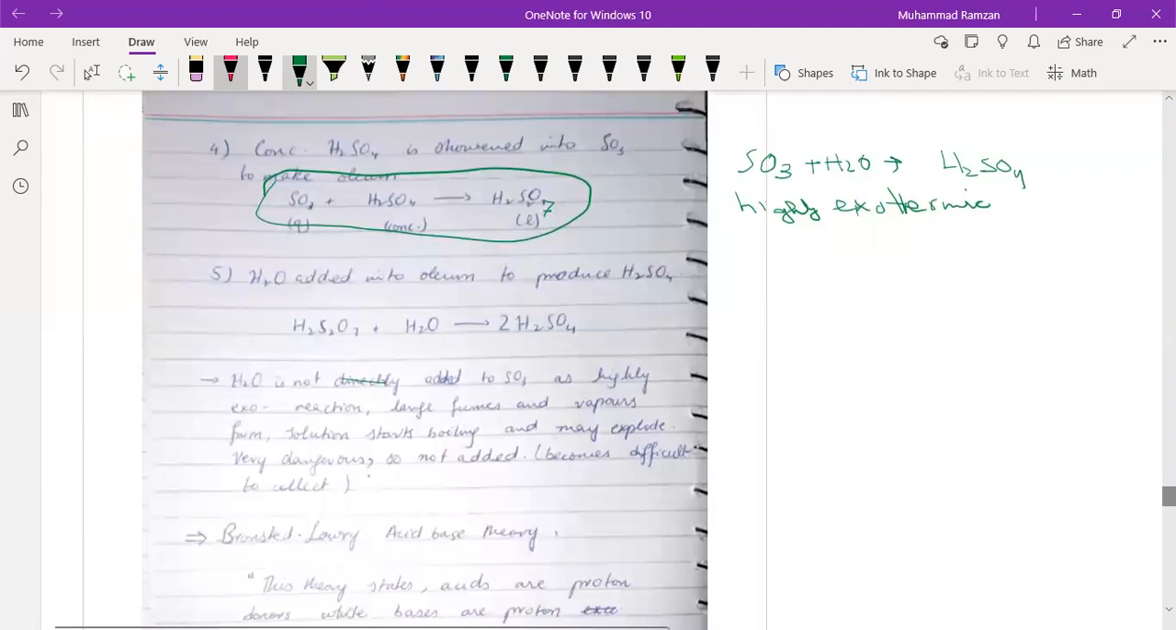This is more fumes basically, and vapors form. This is basically large fume, more fumes. This is more fumes and vapors form. The solutions start boiling.